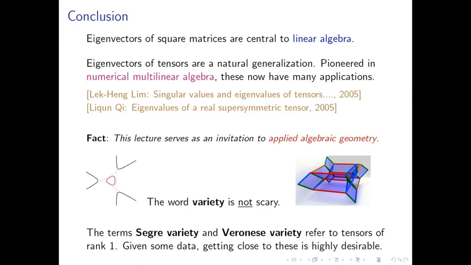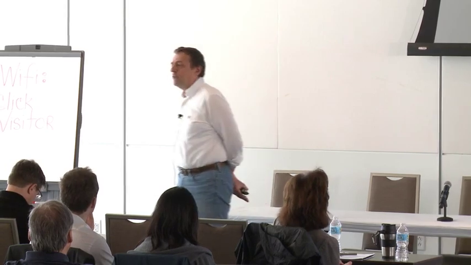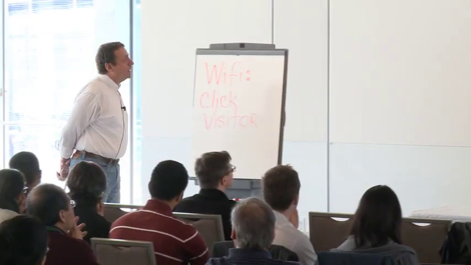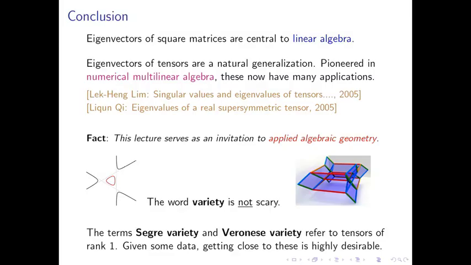I didn't really talk about the applications, but if you think about any context in which symmetric matrices are useful, maybe covariance matrices in statistics, or Laplacians and mixing times and so on, well, replace the graph by a hypergraph and replace covariance by cumulants, and you get to tensors. Now, this lecture served a second purpose. It served as an invitation to applied algebraic geometry, the use of nonlinear algebra in applications.